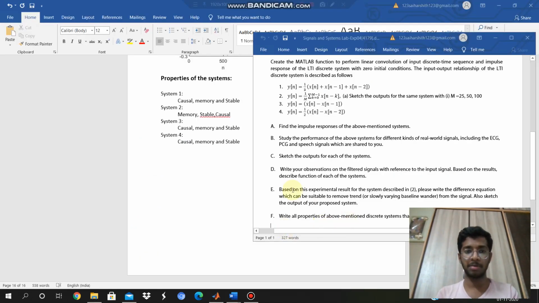Consider the properties of the above mentioned discrete systems. Since each and every system depends on past values of n, every system is a memory system, and since it depends on both past and present values, these are causal systems, and all are bounded for bounded inputs. So these are stable systems.